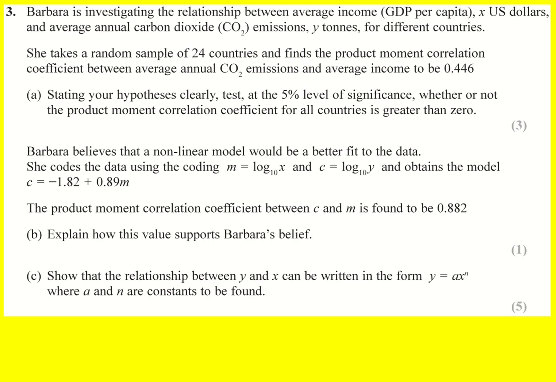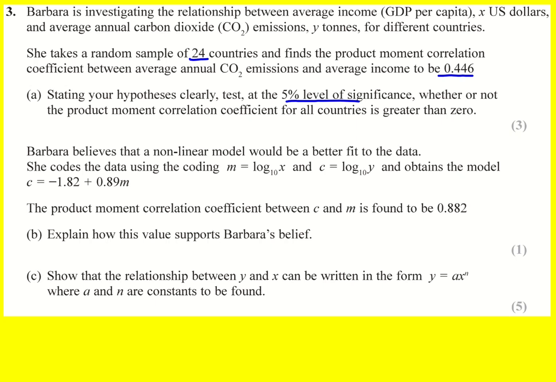Barbara is investigating the relationship between the average income and average annual carbon dioxide emissions for different countries. She takes a random sample of 24 countries and finds the product moment correlation coefficient is 0.446. Stating your hypotheses clearly, test at the 5% level of significance whether or not the product moment correlation coefficient for all countries is greater than 0.